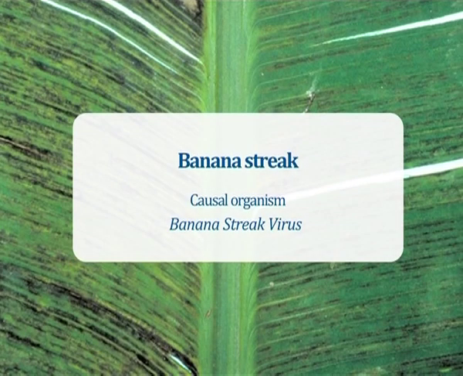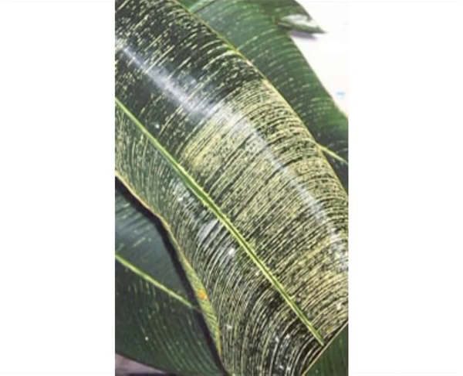Next important disease is the banana streak. It is caused by banana streak virus. Now let's see the symptoms of the disease. The most common symptoms of the disease are narrow, discontinuous, and sometimes continuous chlorotic or yellow streaks that run from the leaf midrib to the margin.